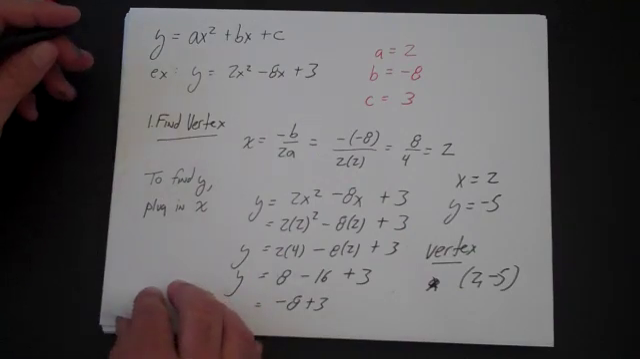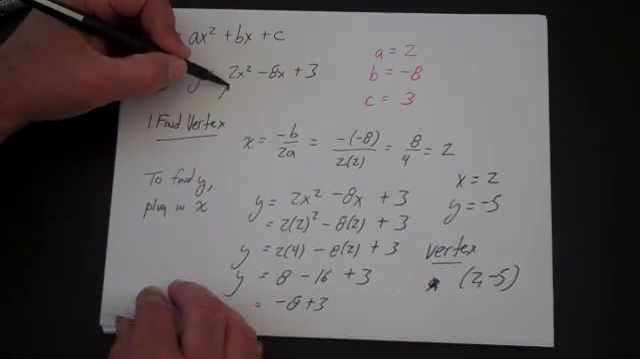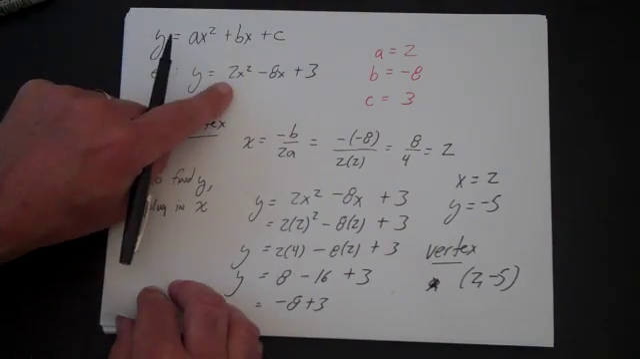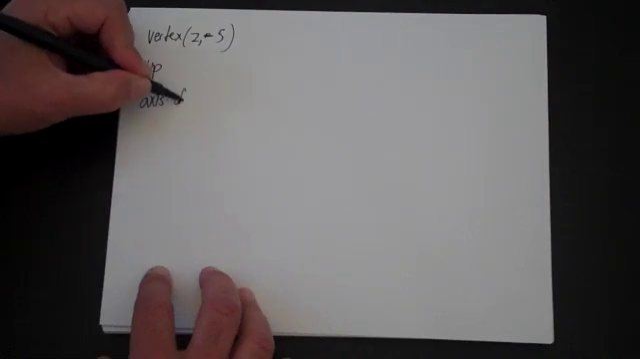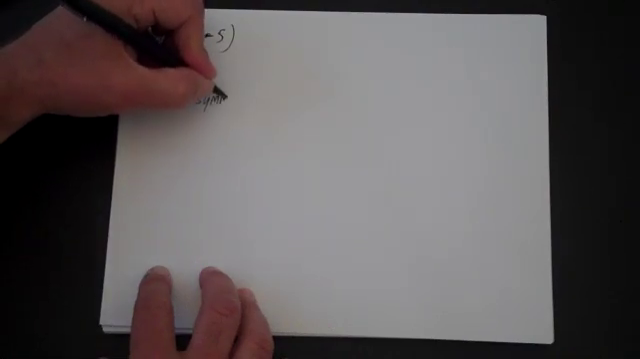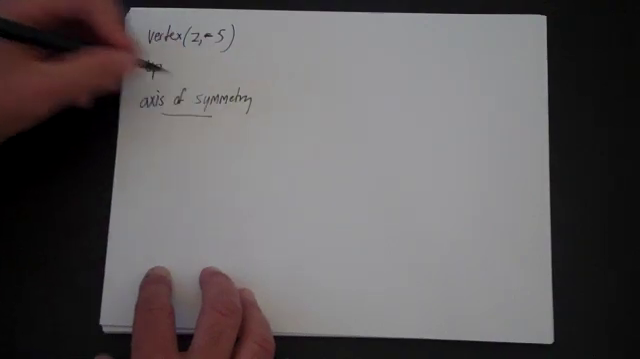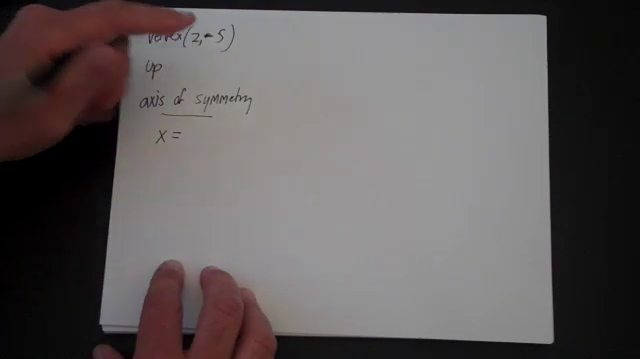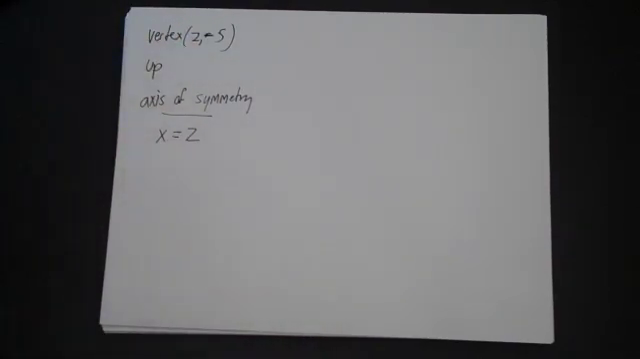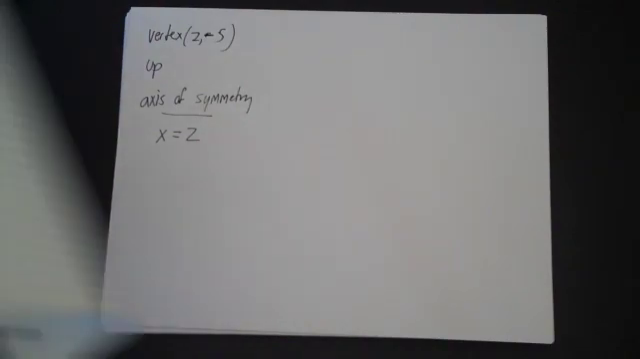The second thing, you don't necessarily need to do this, but if you notice the coefficient in front of the x squared is positive, you know it opens up. So now that we know the vertex is 2, minus 5, and we know it opens up, we can find what's called the axis of symmetry. The axis of symmetry is just a vertical line that goes through the vertex. So that's going to be x is equal to whatever the x value of the vertex is, so that's x equals 2. And we already know quite a bit about how to graph this.